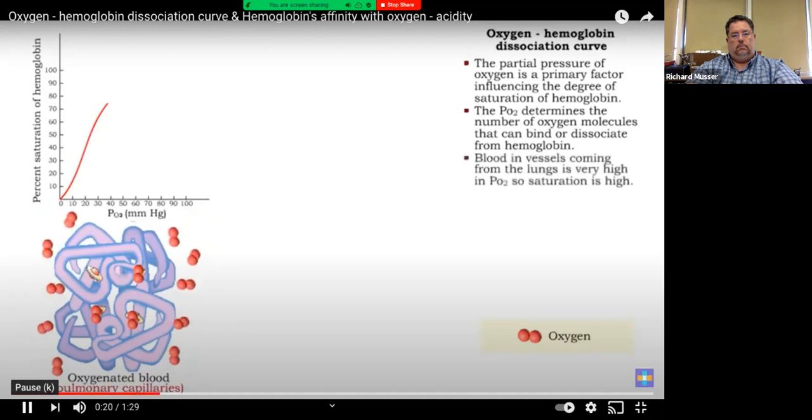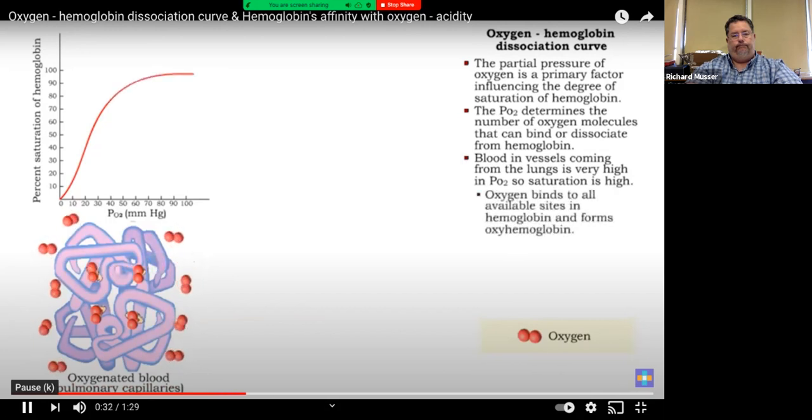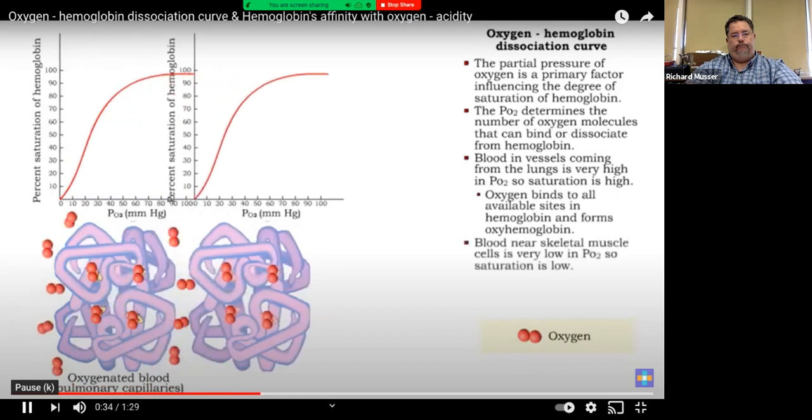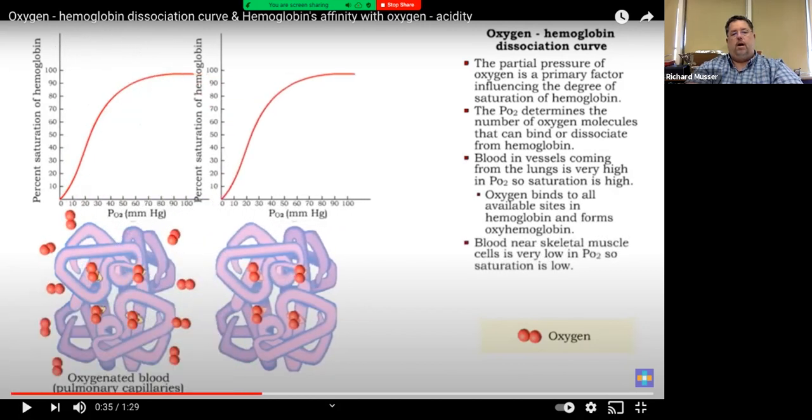Blood in vessels coming from the lungs is very high in oxygen partial pressure, so saturation is high. This is because oxygen binds to all available sites in hemoglobin and forms oxyhemoglobin. Blood near skeletal muscle. Notice how they called it oxyhemoglobin when it's holding onto the oxygens. That's something I didn't mention earlier.